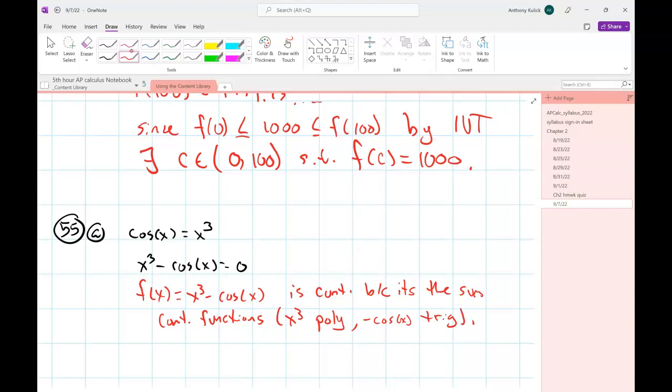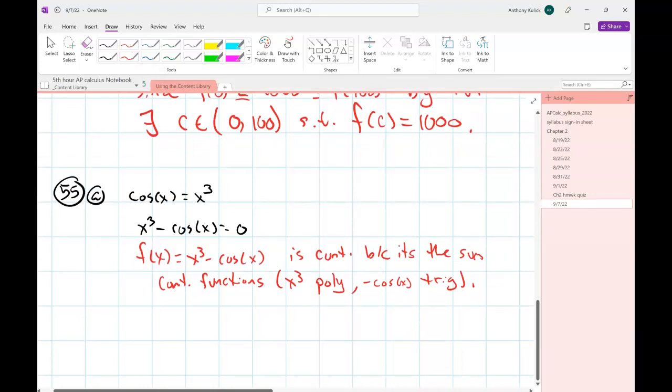So again, first thing I'm going to do is state why I know this function is continuous. It's the sum of two continuous functions, a polynomial and a trig function. So now all I need to do is find some value of x that gives me a negative output and a value of x that gives me a positive output. That would be enough. So let's see what f of negative 1 is. I think that's probably enough.